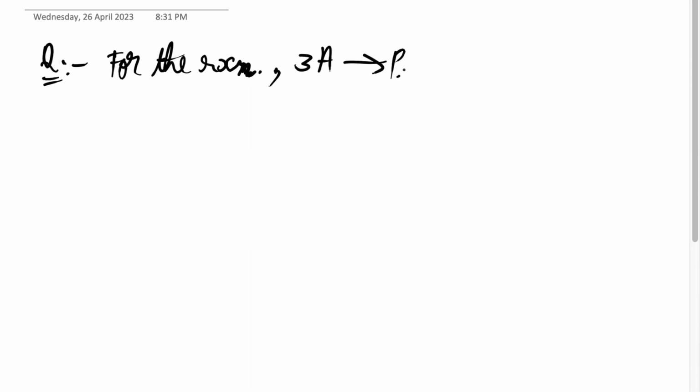Now let's move ahead. We have studied what the rate of a reaction is, what the average rate of a reaction is, and what the instantaneous rate of a reaction is. Now let's solve one question. For the reaction 3A gives product, this is the given reaction in the question.